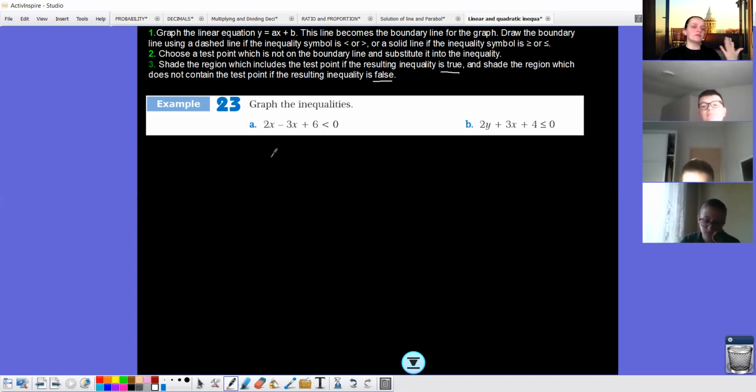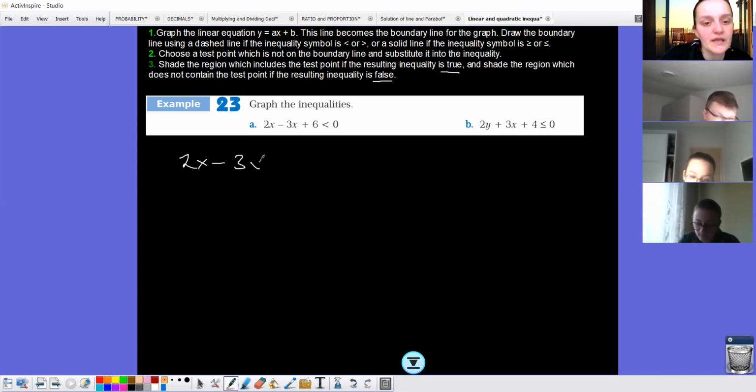What are we talking about here? Now, let's see. Here we have the inequality 2x squared minus 3x plus 6 is less than 0. Firstly, this one.